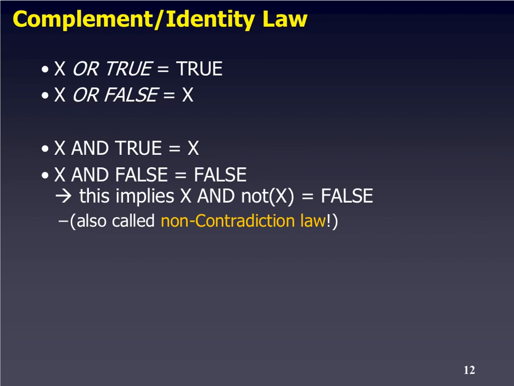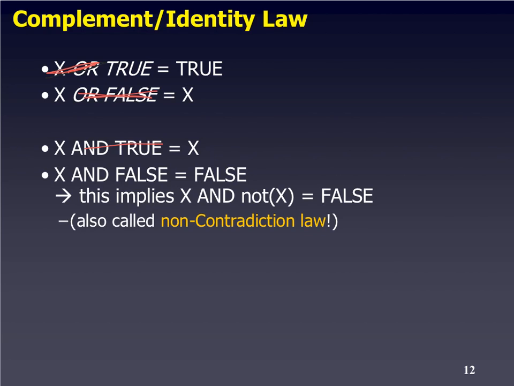Big difference to multiplication. Same thing with ANDs. X and true is always going to be just x itself. And x and false always becomes false. It's like multiplying by 0. So just to repeat, if you have an x or true, you can chomp out the x. If you have an or false, you can chop out the false. It's like adding 0.